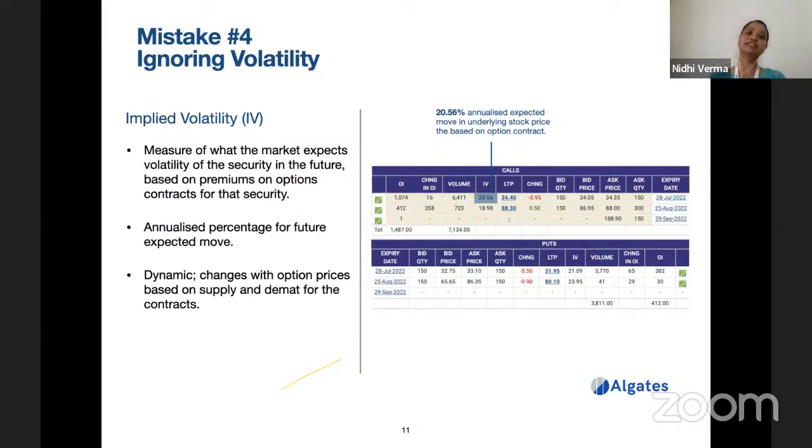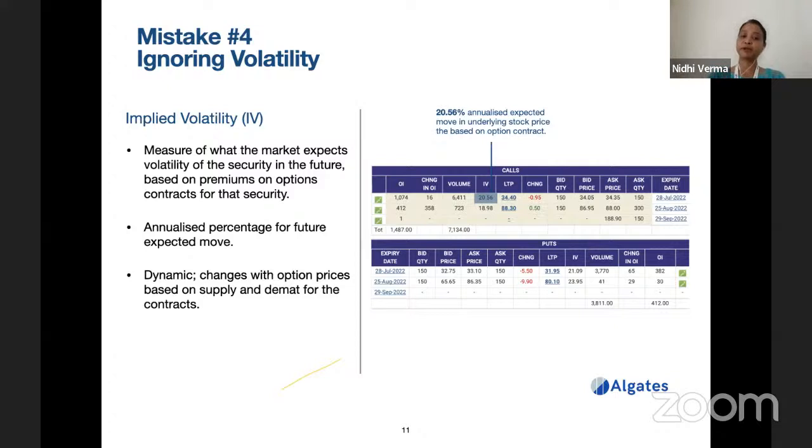What does it measure? What is implied volatility in an option? It measures what the market expects the volatility of the security to be in future, based on the premiums of option contracts for that security. So it is a measure of how the underlying stock price will move in future based on the pricing of the option itself. It is an annualized percentage of the future expected move.